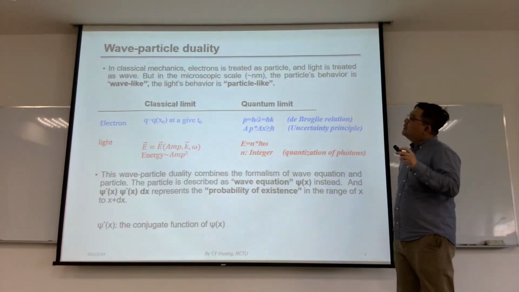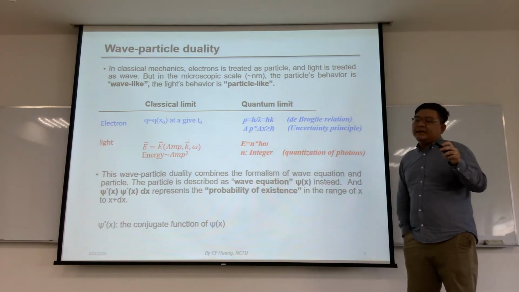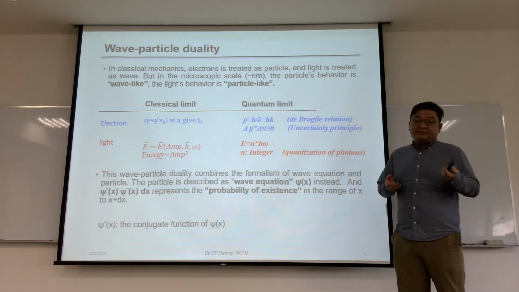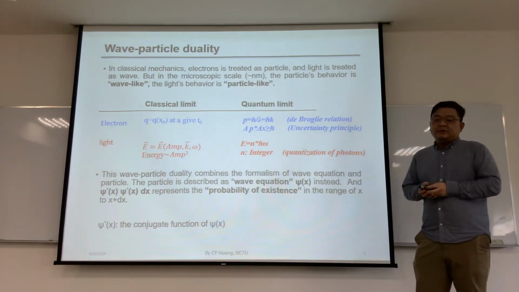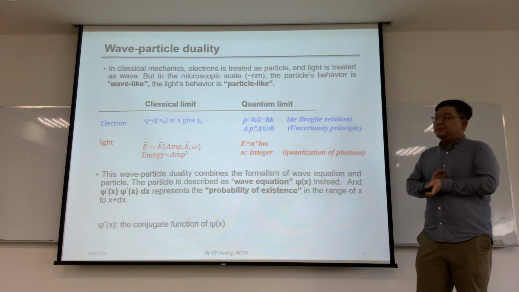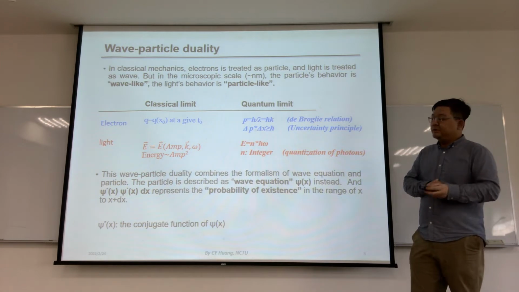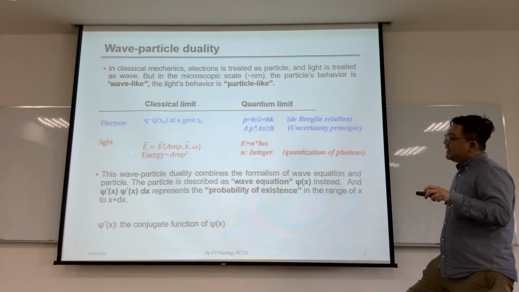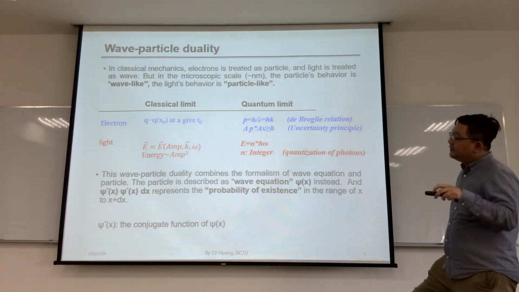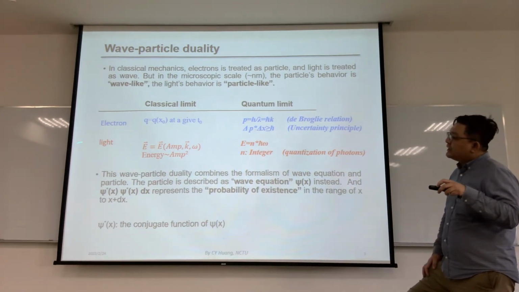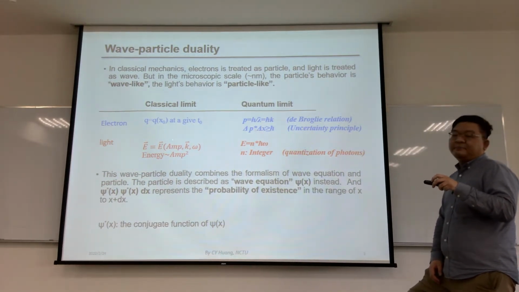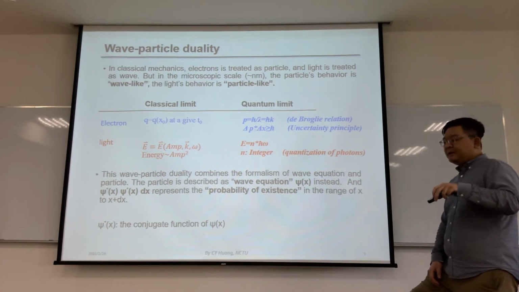Okay, so in quantum mechanics that we learned, wave and particle actually are not two different things. On the scale of nanometers, waves can be treated like particles, and particles can be treated like waves. So in classical mechanics, we differentiate the electron and the light with different formulations. For electrons in the classical method, we treat them as particles. So a particle has a specific position; you can describe it as a point.